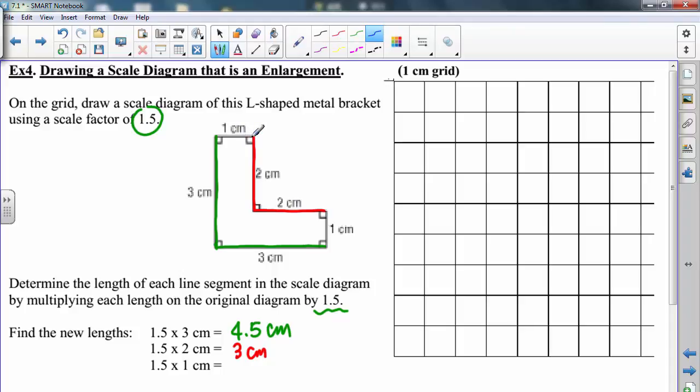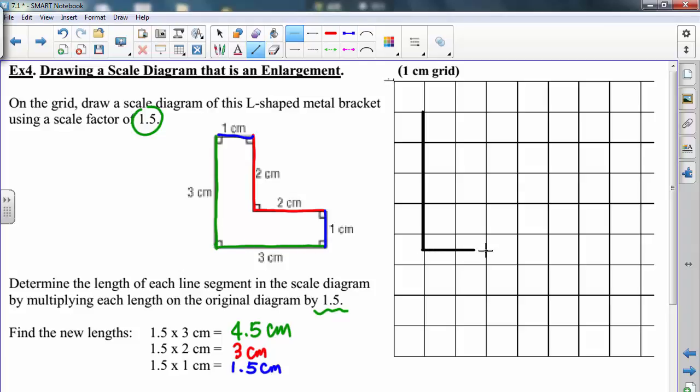The original dimension of this one is 1 centimeter. After this one is enlarged by 1.5, the new dimension will be 1.5 centimeters. So both of these two blue segments will become 1.5 centimeters. So let's draw the scale diagram. This one becomes 4.5. Let's start from here. Get 4.5. So this one will be also 4.5. I will do 4.5 again.